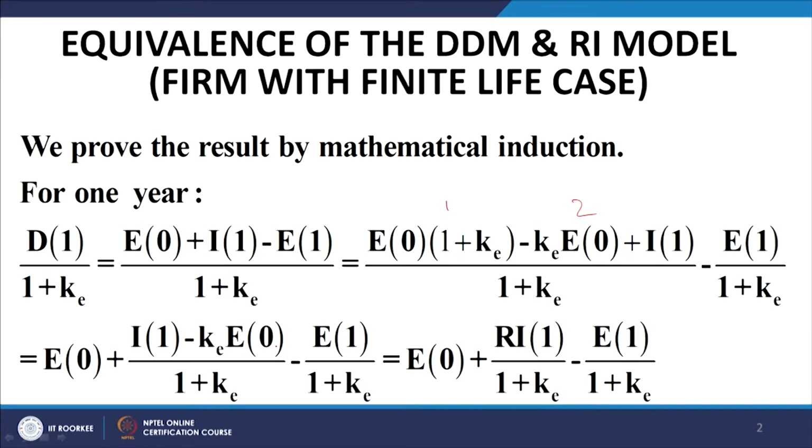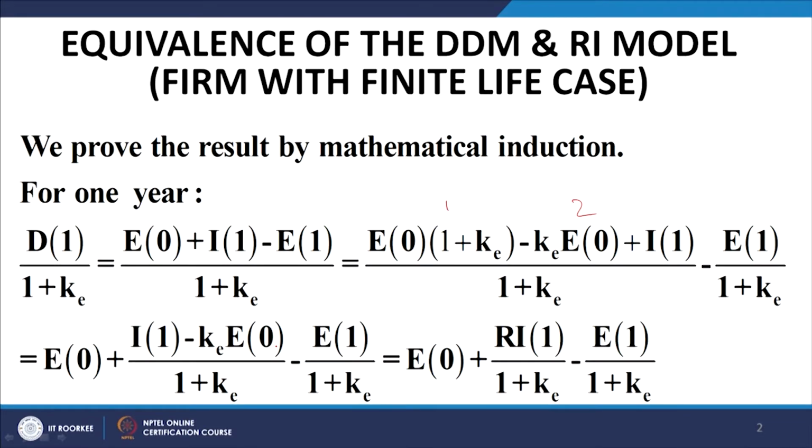We start with the left hand side, which is for a 1 year company. For a company with a life of 1 year, we get only one dividend at the end of the first year, and the value of the company would be equal to d 1 divided by 1 plus k e, where k e is the levered cost of equity. Using the clean surplus relation, I can write d 1 as E 0 plus I 1 minus E 1. I multiply E 0 by 1 plus k e and I deduct k e into E 0. I 1 remains as it is, and E 1 divided by 1 plus k e is taken as a separate term. Now, I 1 minus k e into E 0 is equal to RI for the first year.